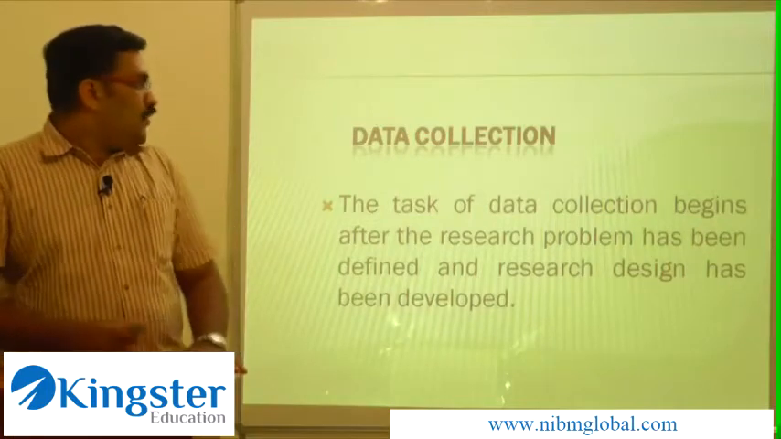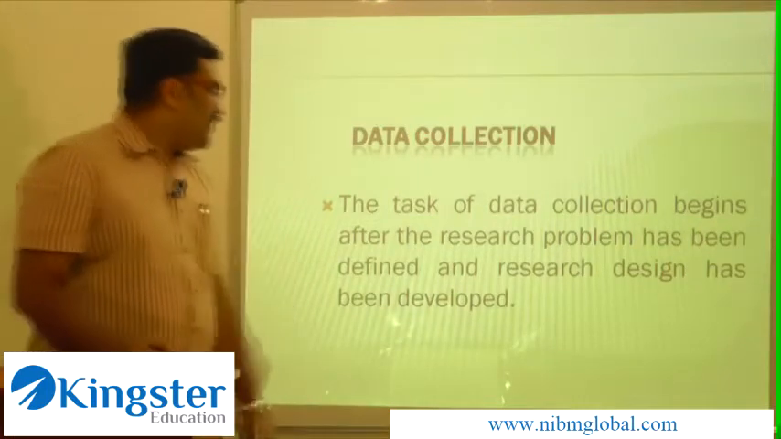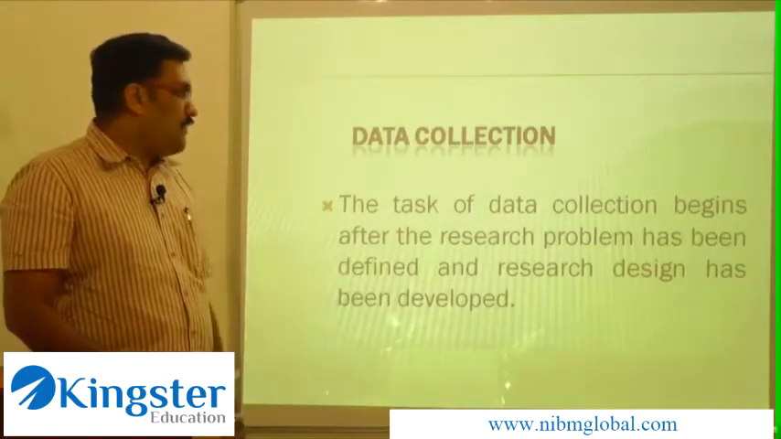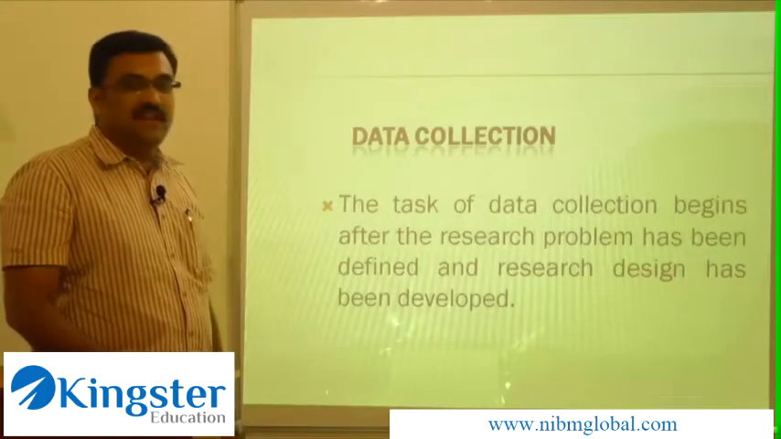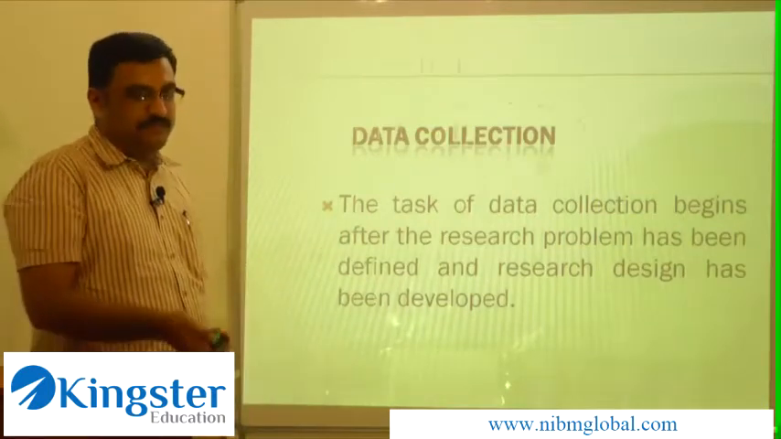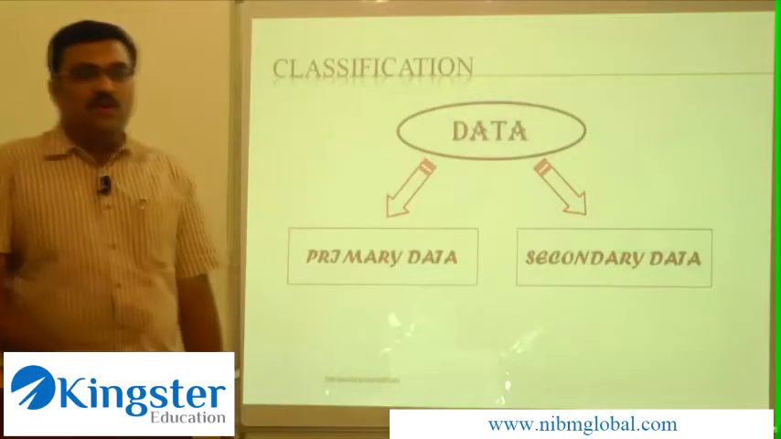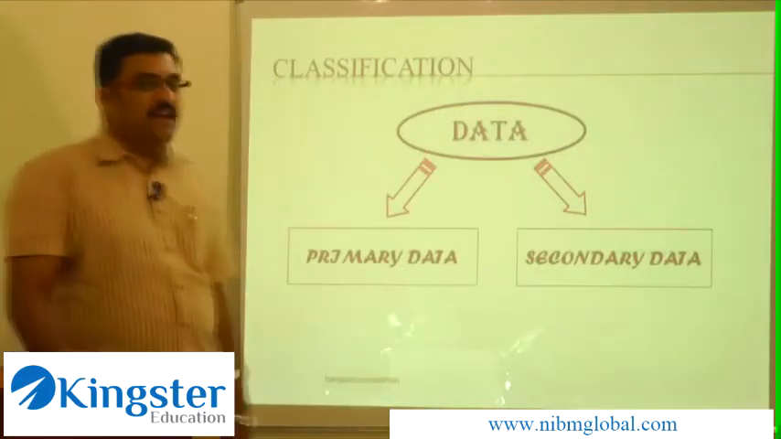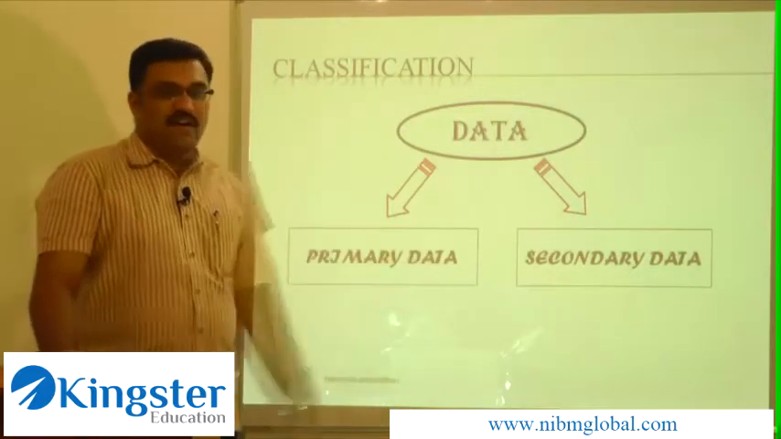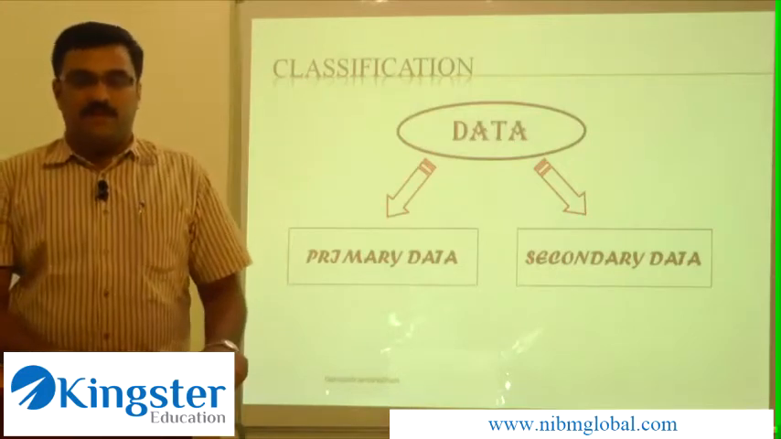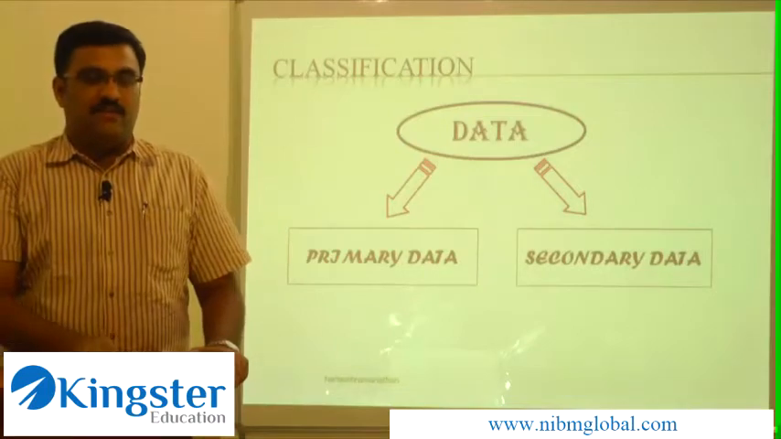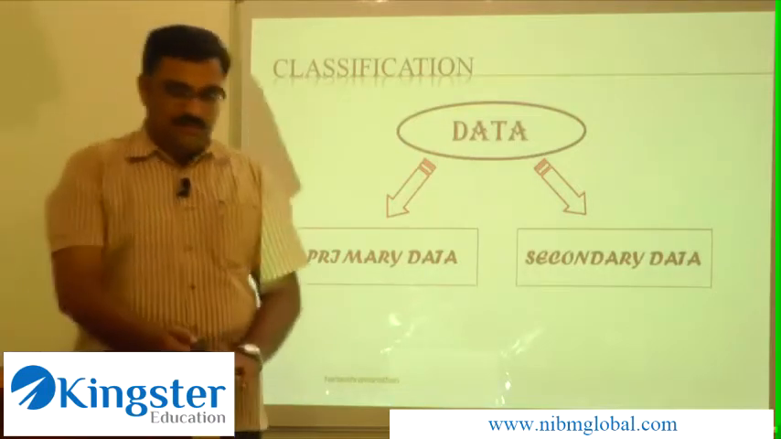So data collection, if we are trying to explain it, the task of data collection in fact begins after the research problem has been defined and the research design has been developed. As we all know, data can be classified or bifurcated into primary data and secondary data. We have seen what exactly primary data is and what exactly secondary data is. We have explained these two things in detail in the previous classes.